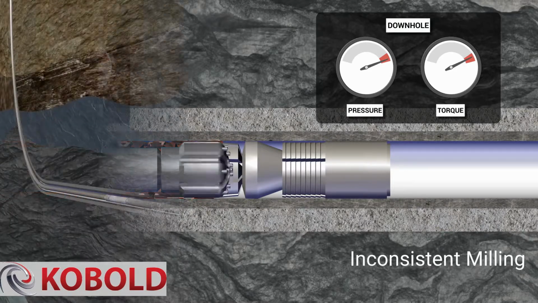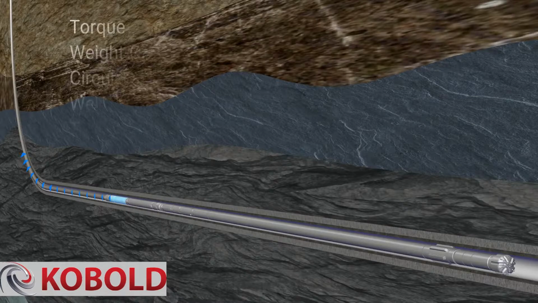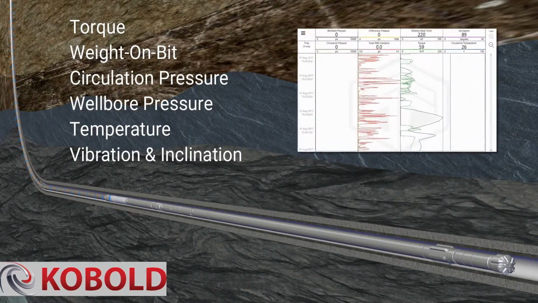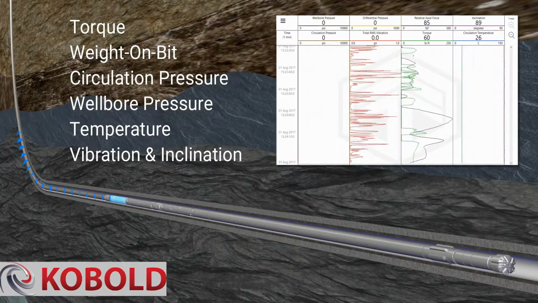Coil-Link uses a wide range of parameters, delivering valuable and actionable insights into downhole conditions, which allow the operator to solve problems before they develop.